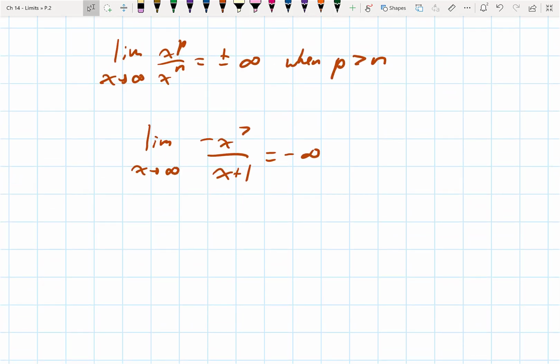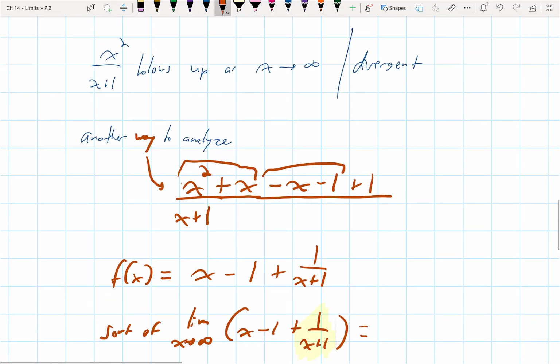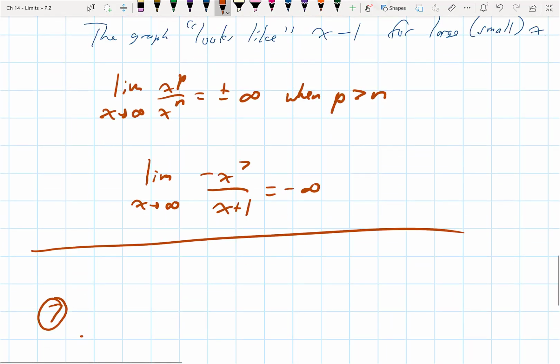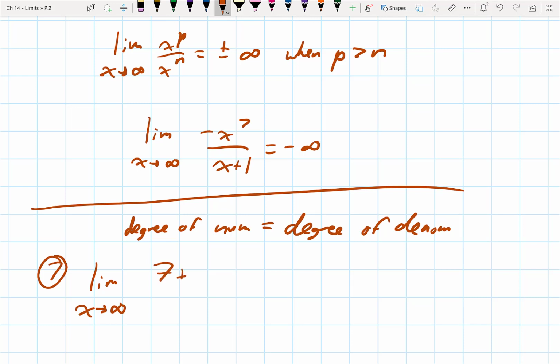Okay, next, let's go to number 7. Let's create a little break here, to keep my headings consistent. This is going to be when the degree of the numerator is equal to the degree of the denominator. So we'll do an example: the limit as x approaches infinity of 7 plus x minus x squared over 3 plus 2x squared plus 7x.